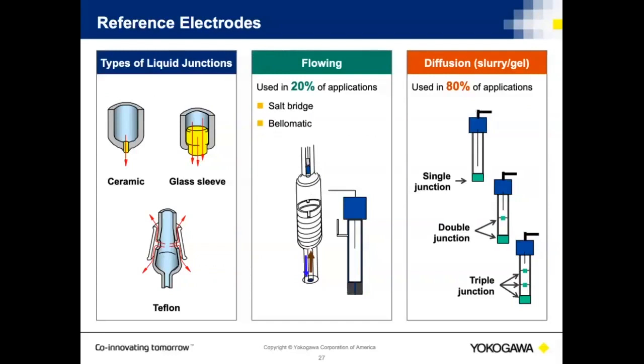And you see some of them that we utilize. We'll utilize ceramic. Some people use wood. Some people use glass sleeves. Another potential is to use a flowing junction, which is a salt bridge, or what's called a Bellomatic reference electrode. And the last one is the diffusion. You basically see 3 different probes utilizing a single junction, a double junction, and then a triple junction.